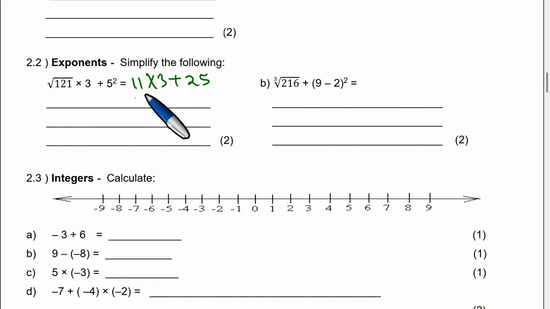BODMAS says we must start with multiplication. What is 11 times 3? 33. So what is the answer? The answer is 58. Right, let's look at this one here. Try B and give the answer, please.